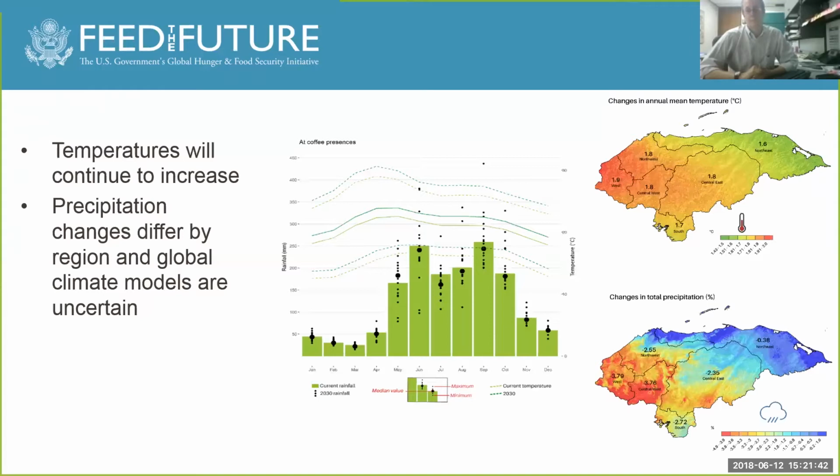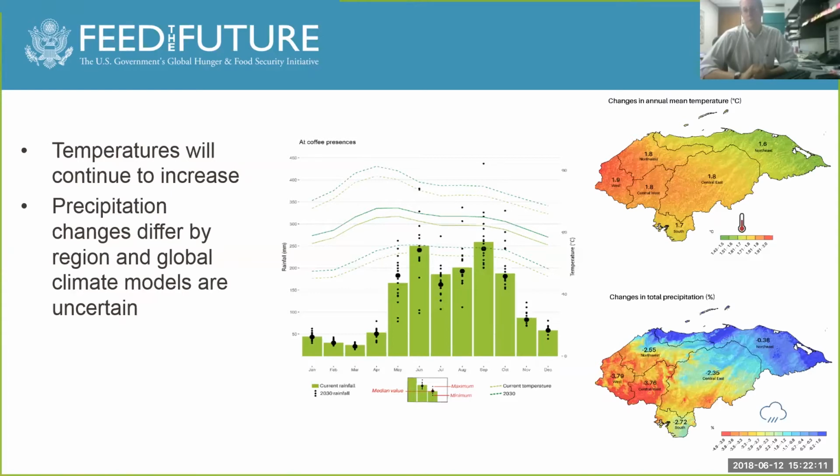And secondly, in the lower right-hand side, you can see projected changes in precipitation. And these are both total precipitation over the year, but also, as the graph in the middle shows, precipitation as it is distributed during the calendar year. So this means that some months may become wetter, some months may become drier. In general, temperature will increase, but there's quite a bit of variability at the micro scale.